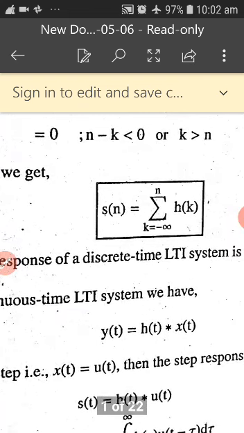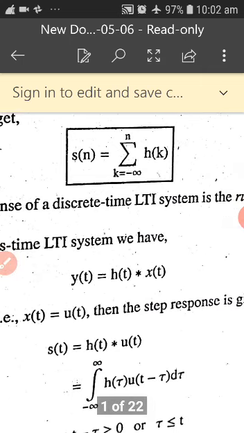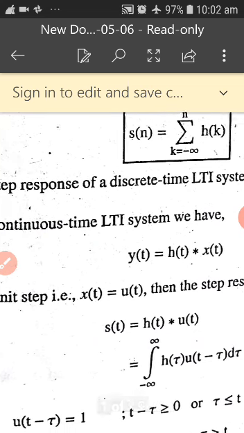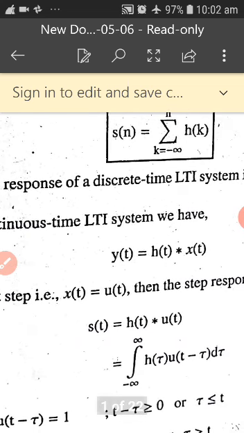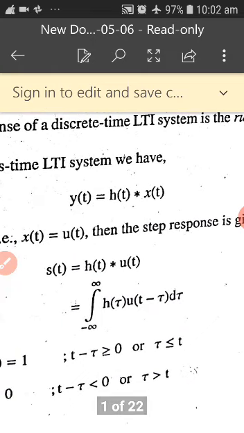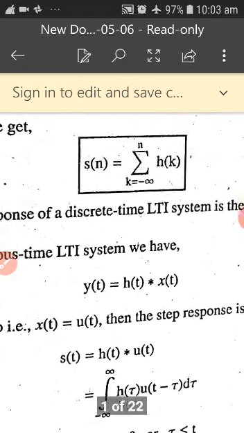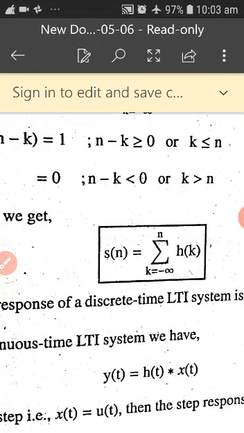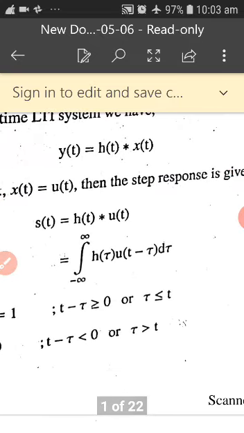Similarly, you can also represent the unit step response in a CT system, that is y of t is equal to h of t convolved with x of t. For the unit step, x of t is equal to u of t. Then the step response is given by s of t is equal to h of t convolved with u of t. You should remember that for CT systems we represent the equations in terms of integration, whereas for DT systems we represent the equation in terms of summation. Only that difference you can find here.